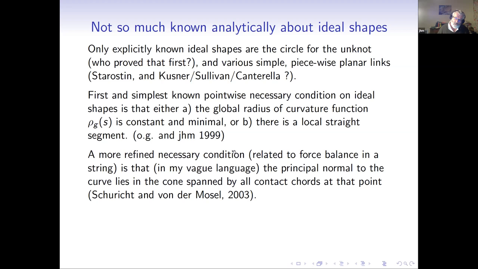There's actually a more refined necessary condition, and that's somehow related to force balance in a string, that roughly speaking says the principal normal to the center line of the knot lies in the cone spanned by all contact chords. And that was derived by Friedemann Schuricht and Heiko von der Mosel, right? There are serious hypotheses there, but if you're interested, go look. There are people at the conference who know more about it than me, for example, Heiko von der Mosel. But anyway, I'm going to move on to numerical computations.